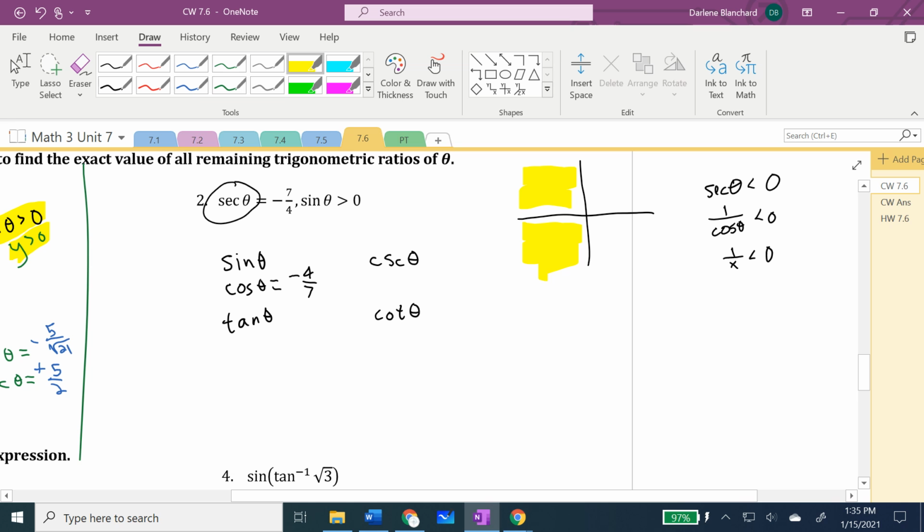Two and 3. Now, the other piece of information is that you're dealing with a positive value of sine. Sine is represented by the y coordinates. So it's positive where y is positive.